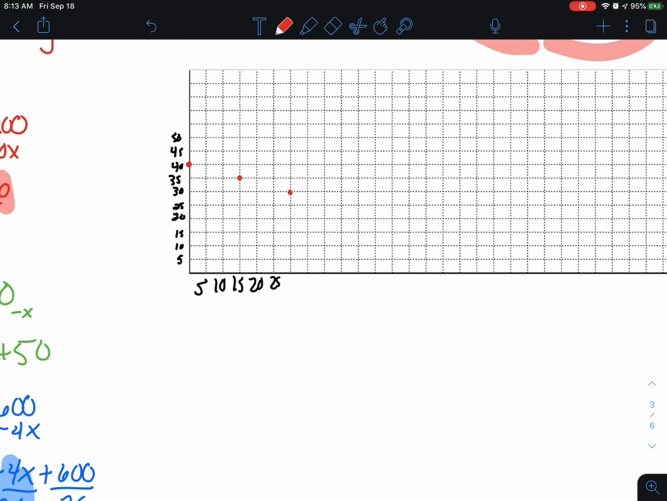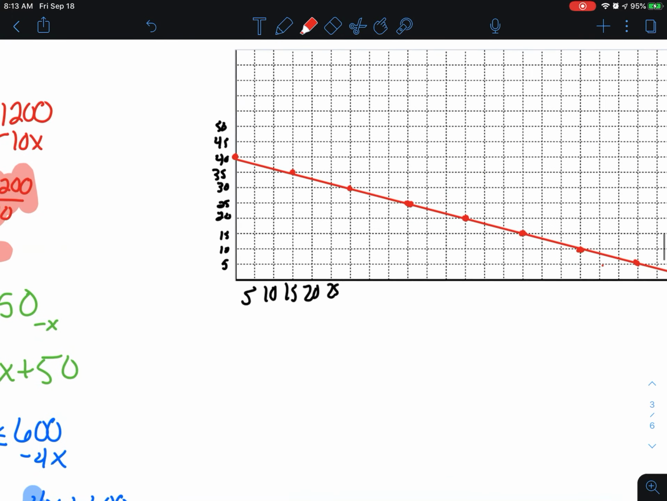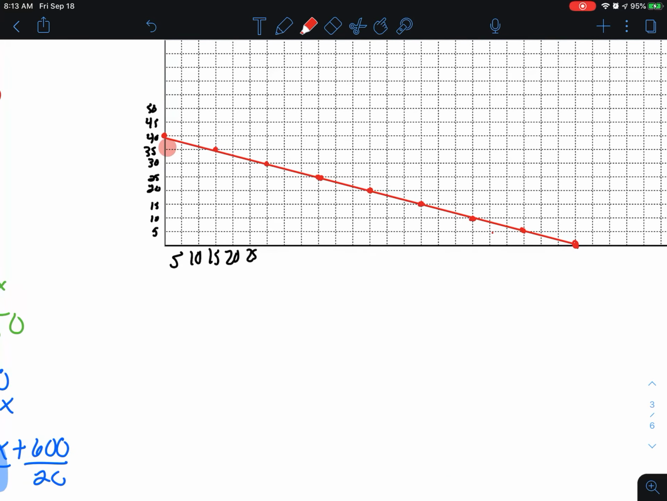I'm going to continue that out. 1, 2, 3. It's best to do that with these, that way you get a really nice shape. Okay, I'm not going in the negatives, and this one did say to shade less than, so I'm going to, in red, shade underneath my line.